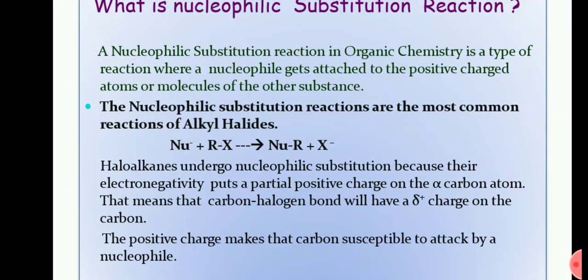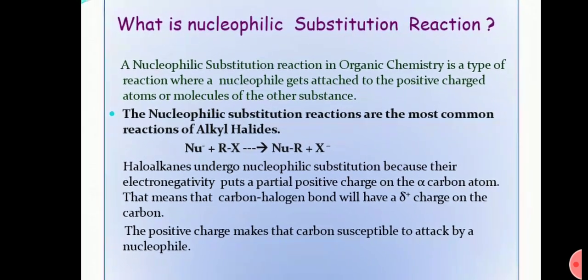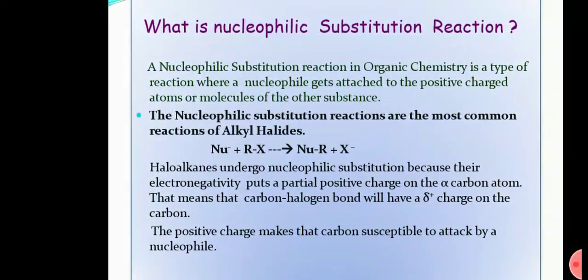So why are these common reactions in alkyl halides? Because the halogen atom and the carbon have a large electronegativity difference between them, and this difference puts a partial positive charge on the alpha carbon atom and a partial negative charge on the halogen atom. This partial positive charge makes the carbon susceptible to attack by a nucleophile. So this is about nucleophilic substitution reactions.